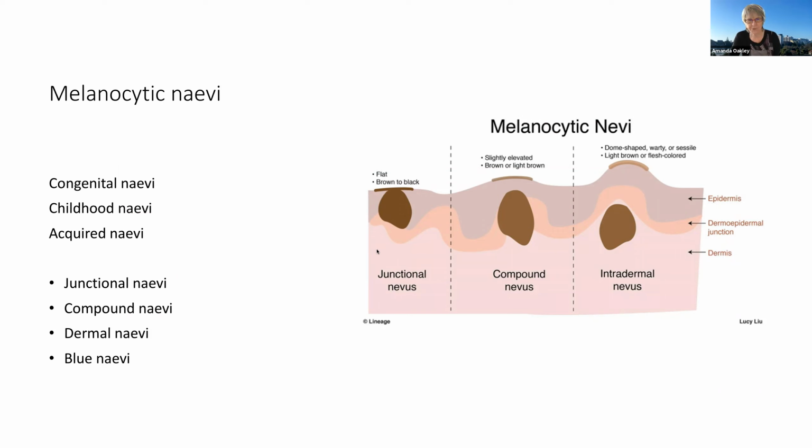A pathologist will describe a melanocytic nevus as being junctional when the proliferation of nevus cells arises from the junction between the epidermis and dermis. Compound if it's a junctional nevus with a dermal component, and a dermal or intradermal nevus if there is no epidermal component. And these vary from flat to bumpy or a mixture. There's a special kind of dermal nevus known as a blue nevus.